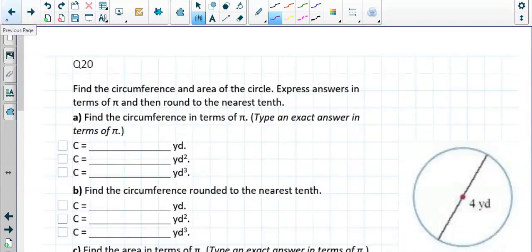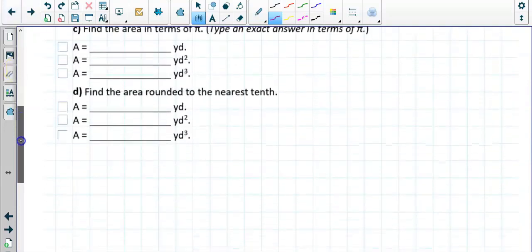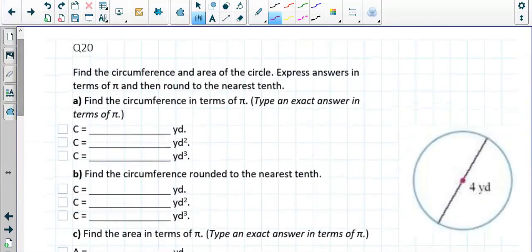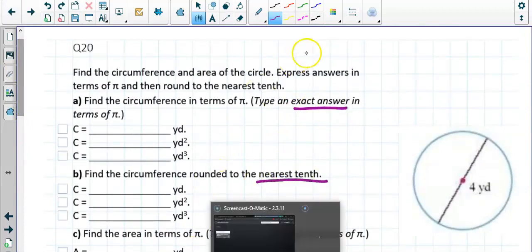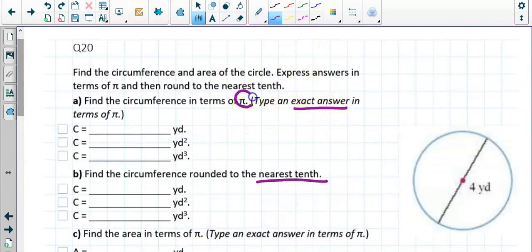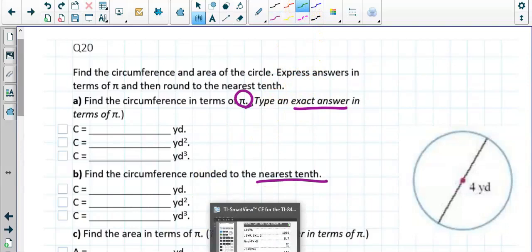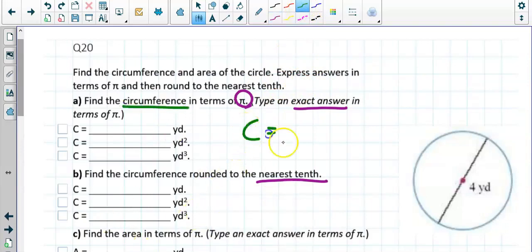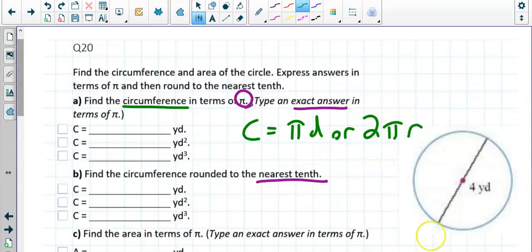Question number 20. Now, in this one, make sure that you read very carefully because there are 4 parts to this, okay? Some of the parts, they want you to keep it exact. Other parts, you will be rounding, just like what we did in class. And when they say keep it exact, that means they want pi in the answer, okay? So we are finding circumference first. Hopefully you can remember that circumference is equal to pi d or 2 pi r.